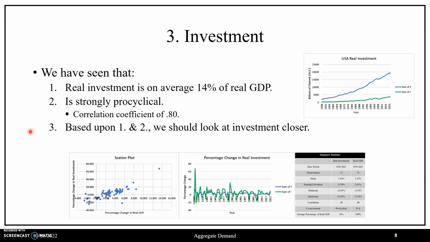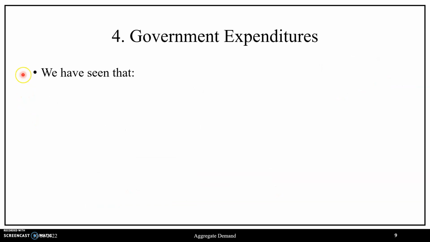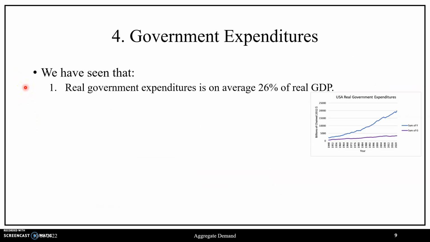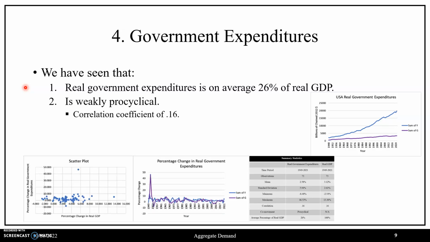Now, moving on to government expenditures, we've seen that real government expenditures on average comprise 26% of real GDP for the United States during the 1948 through 2021 period, where once again this is a sizable portion of real GDP, just as we concluded with consumption and investment. However, after converting the data into percentage change form and looking at 1949 through 2021, when looking at the percentage change run plot, we saw how real government expenditures could move with and against real GDP, indicating some acyclic behavior.